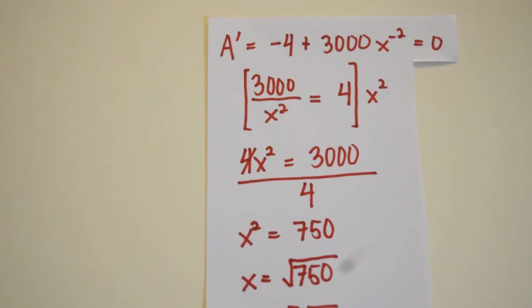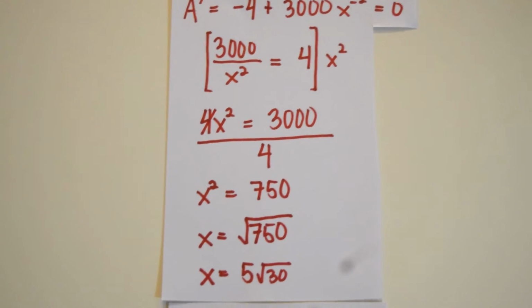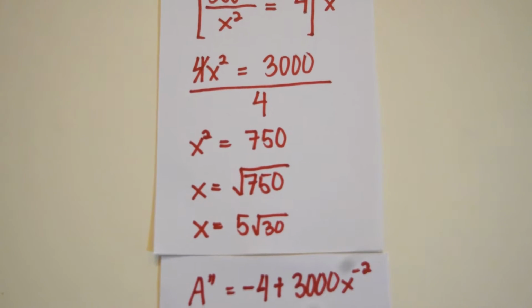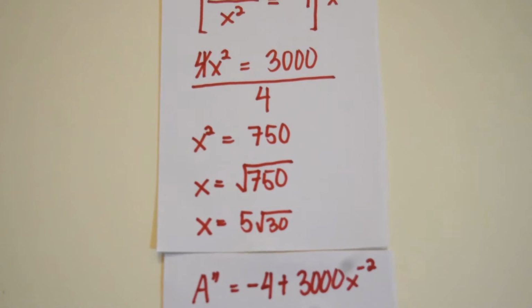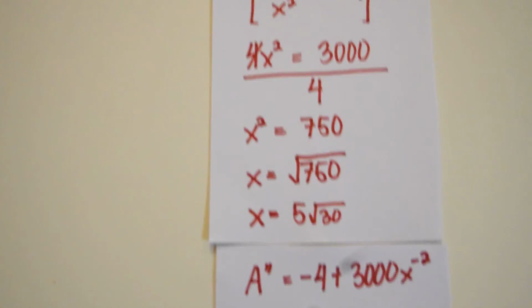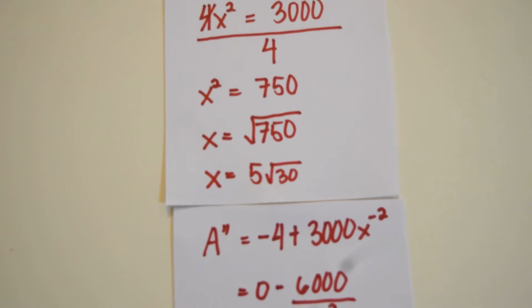Now, what we want is for only x to remain. So, let's divide both sides by 4. And that's how we got x squared is equal to 750. But we still need only x. So, we take the square root of both sides. And that's how we got x is equal to 5 square root of 30.